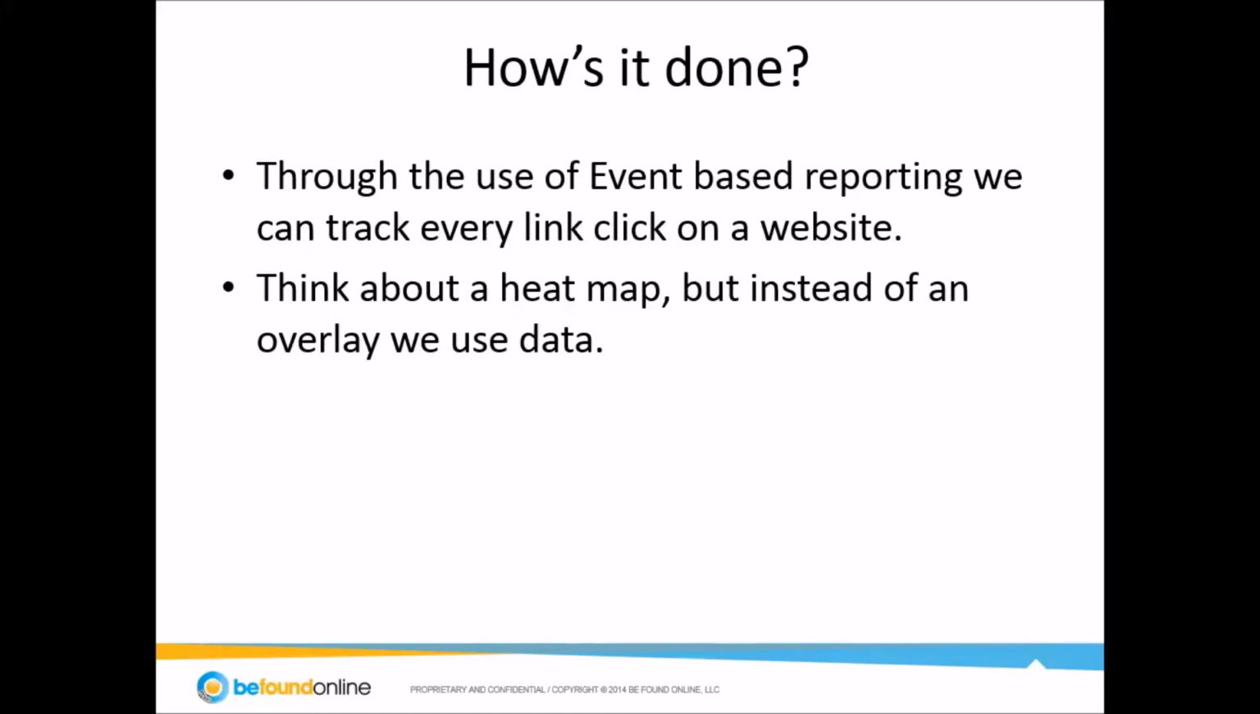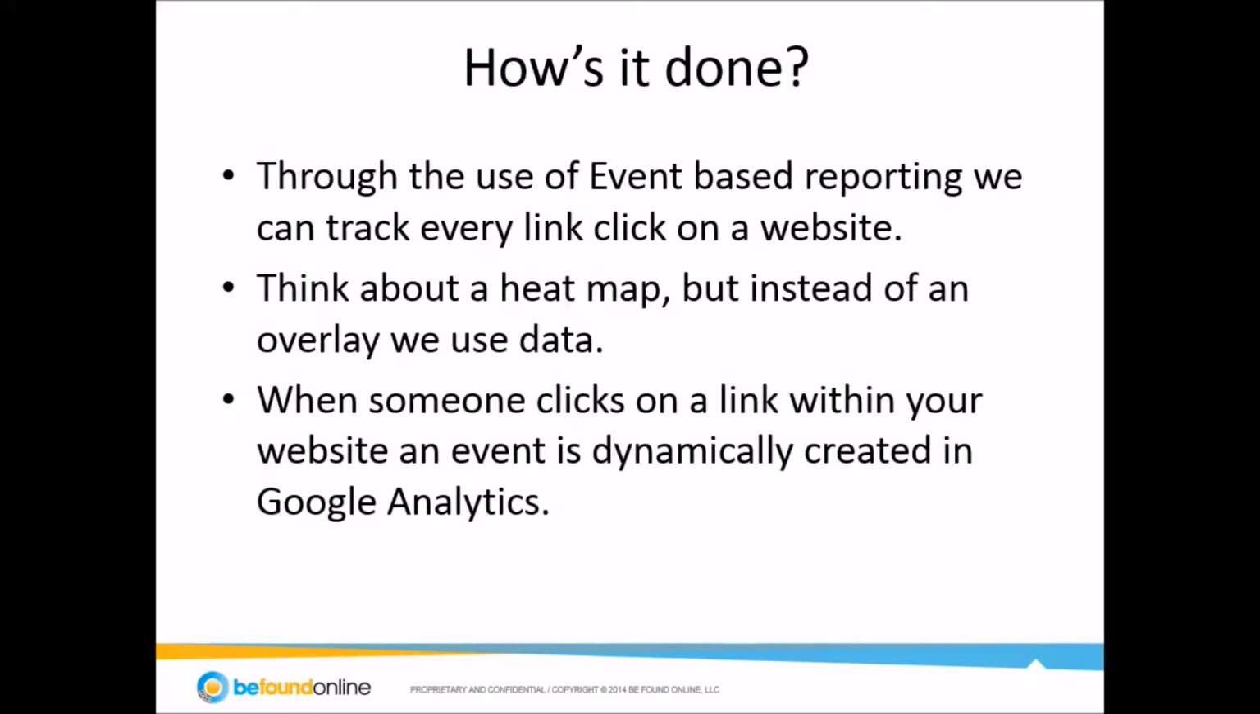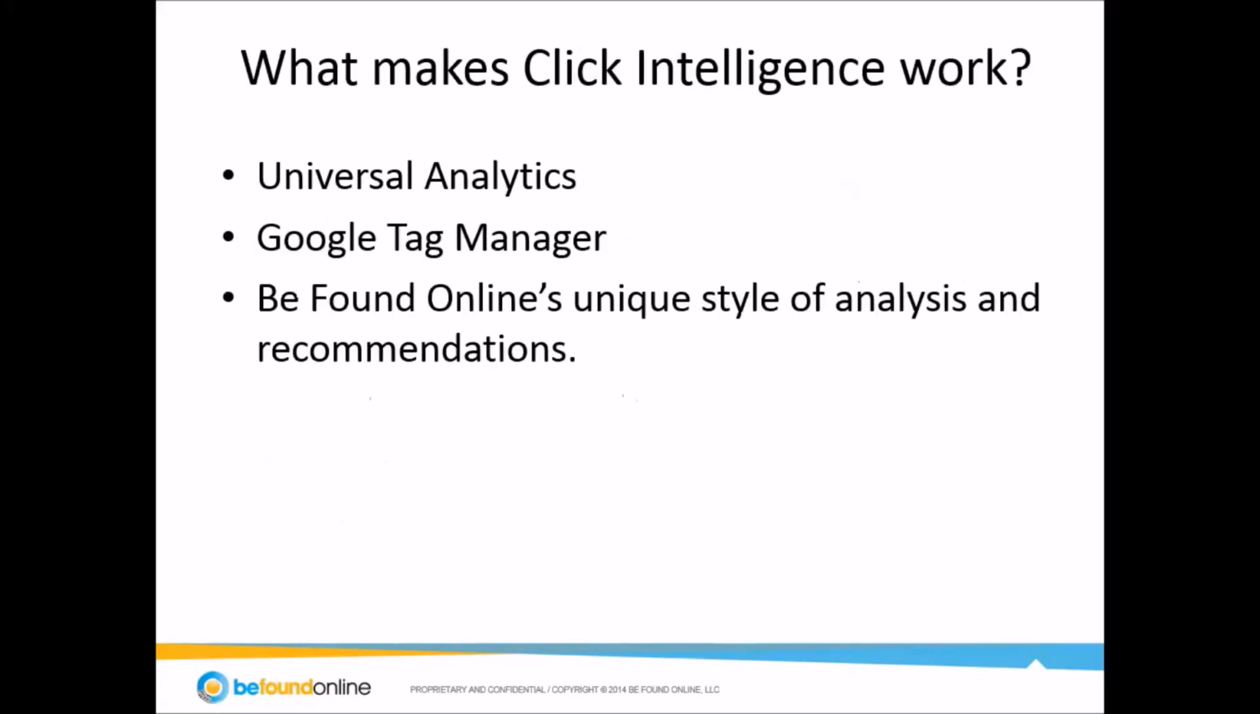And we can use segments, we can use different metrics, we can look at your links in different ways to determine which links are doing better and which ones need to be moved and need to be improved on within the conversion funnel. Right? So when someone clicks on a link, that event is dynamically named and created in Google Analytics. It's a little bit of a complicated procedure, but the only things that you need, okay, are Universal Analytics, Google Tag Manager, and us. Okay, so we have a very unique team over here that can give you the analysis and the recommendations that's needed to improve those conversion rates.